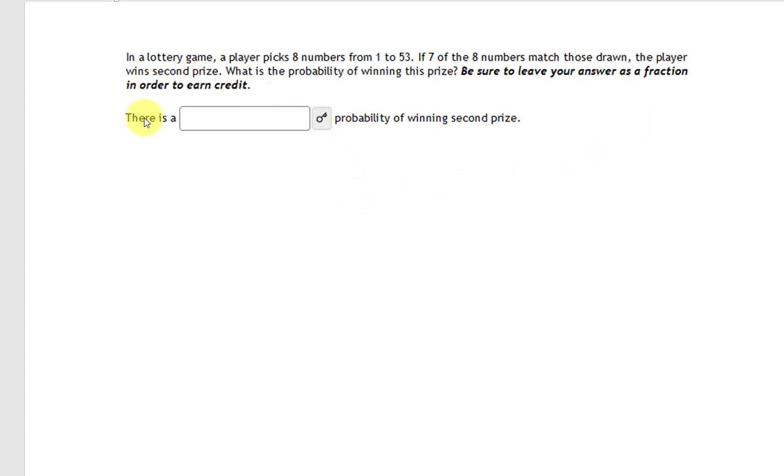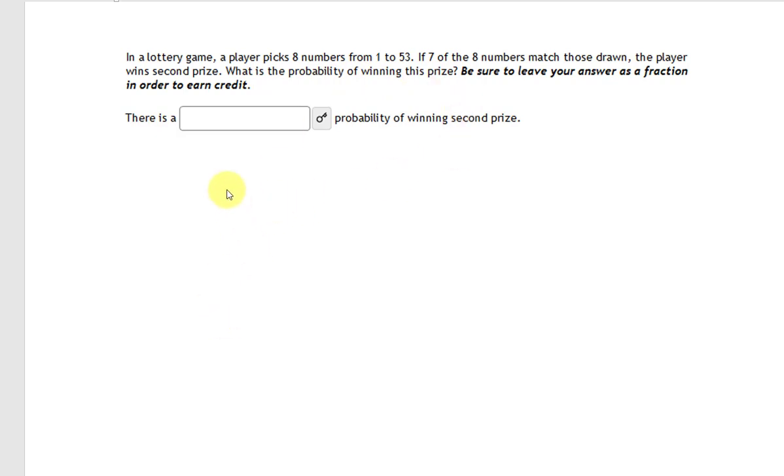In the next problem, this is a problem about lottery games. In the lottery games, a player picks 8 numbers from 1 to 53. If 7 of them match the winning numbers, then the player wins second prize. So what is the probability of winning this prize?